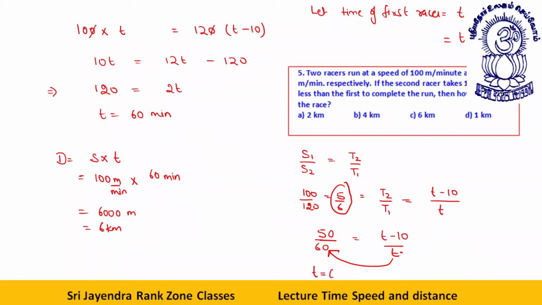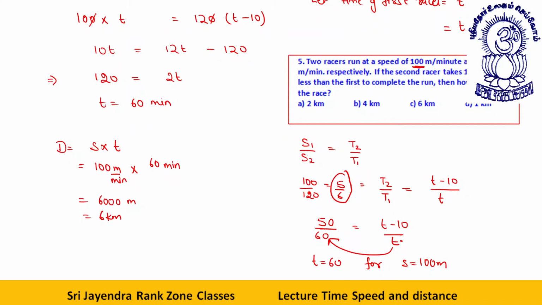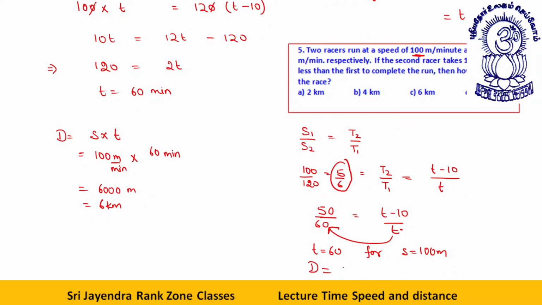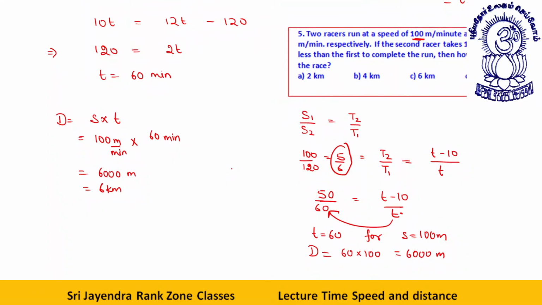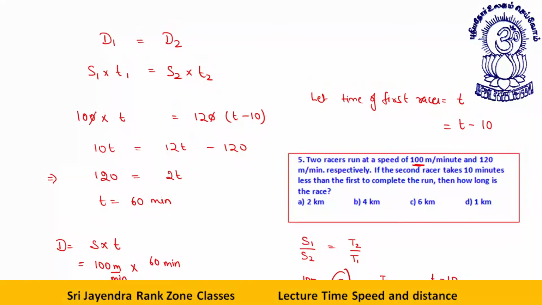The moment you get t is equal to 60, t is equal to 60 is for which person? It is for the first person, with the speed of 100 meter. What will be the distance? The distance will be speed into time, that is 6000 meters. One way. Second way, this is the second way. What is the third approach, my dear students? The third approach is, I don't have too much space. Okay, I'll do it over here.